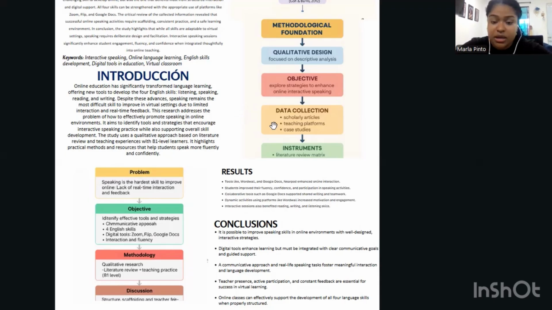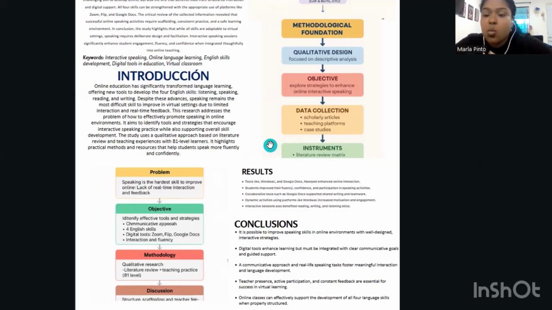How was the data collection in this context? Here, the most important sources were articles, for example, teaching platforms and case studies. One of the instruments that was really useful was the literature review matrix, adapted to a field camp diary.